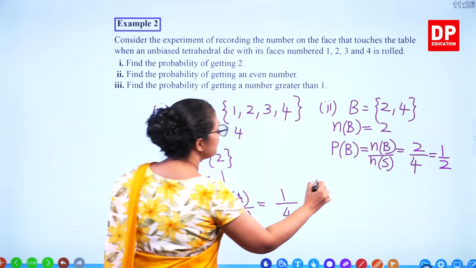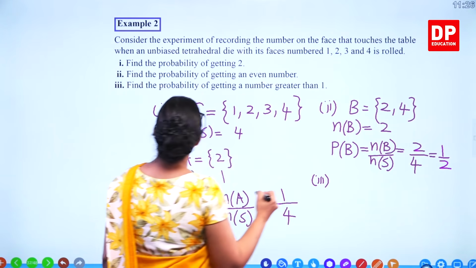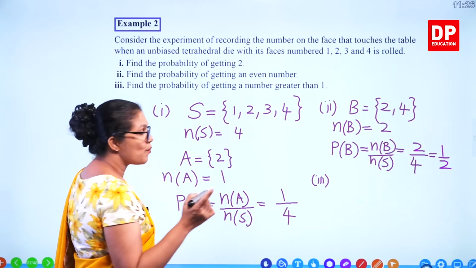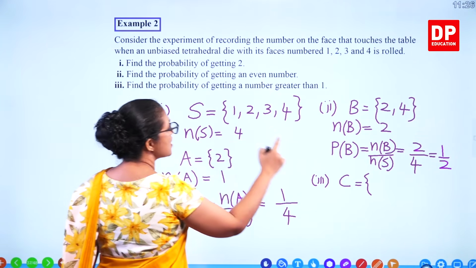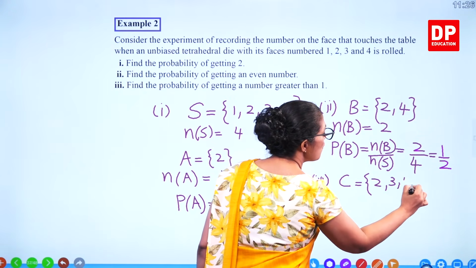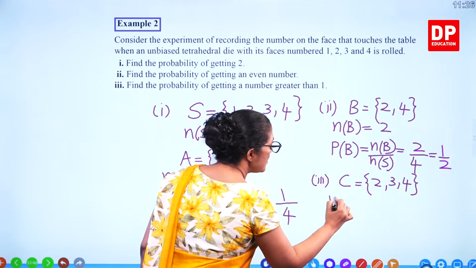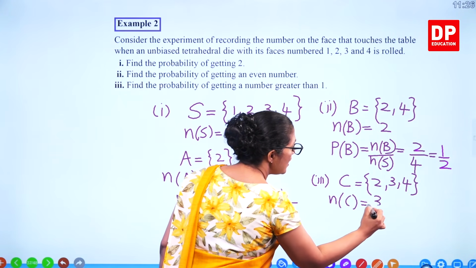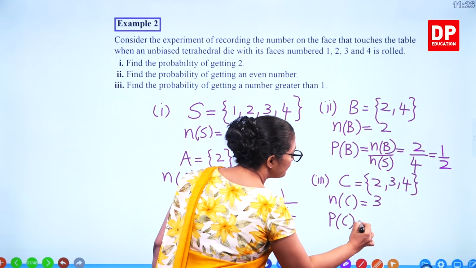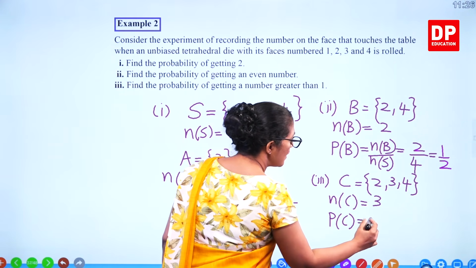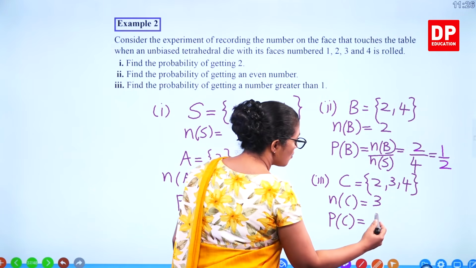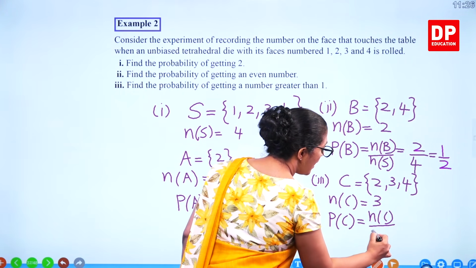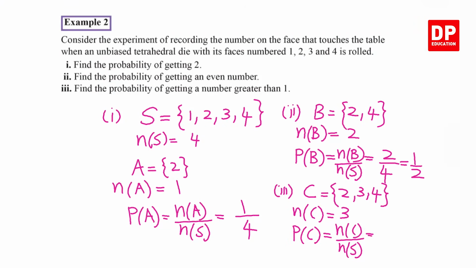Third one, find the probability of getting a number greater than 1. Greater than 1 will take C. What are the numbers? It can be 2, 3, 4. So NC is equal to 3. So what's the probability of getting C? Number greater than 1. So you get NC over NS. That's 3 over 4.